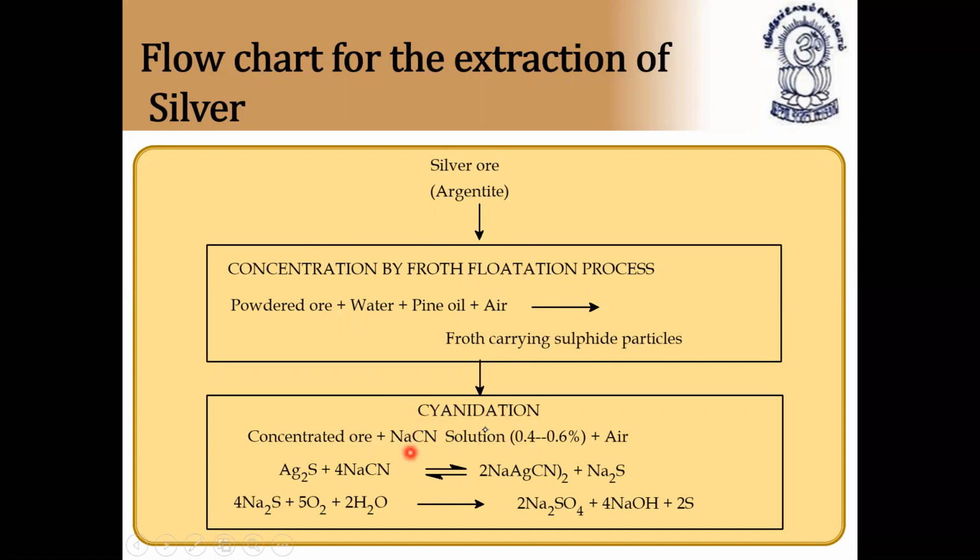Here, what is done? Leaching process. First, from silver sulfide, we'll do this process. Cyanidation is also called leaching. The concentrated ore plus sodium cyanide solution, 0.4 to 0.6%, plus air. So silver sulfide plus sodium cyanide forms sodium argentocyanide plus sodium sulfide. This sodium argentocyanide, sodium sulfide plus water plus oxygen gives rise to sodium sulfate plus sodium hydroxide plus sulfur.